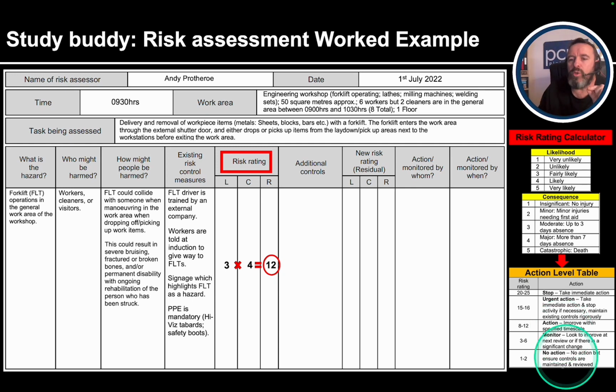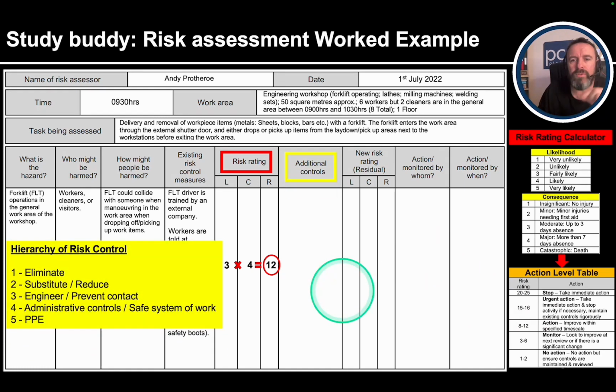And that again is the weakness that can exist in these action level tables. But remember, we can't be specific for every single hazard and control measure. That's the difficulty in risk assessment when using risk rating calculators and action level tables. So, do we need any additional controls? On the left hand side, now I brought up the hierarchy of control. Easy AP: eliminate, substitute, engineer, administrative controls and PPE.